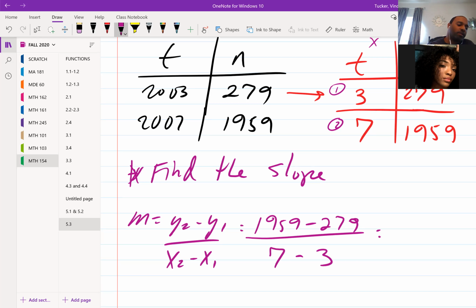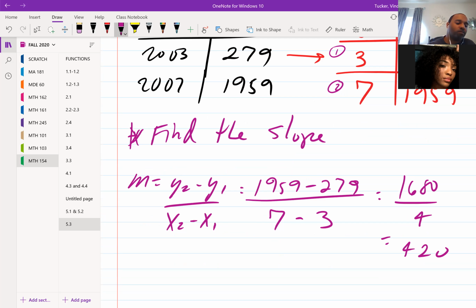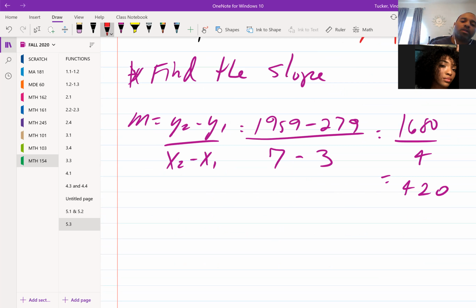So do the calculation. 1959 minus 279, 1680 over 4, 420. All right.